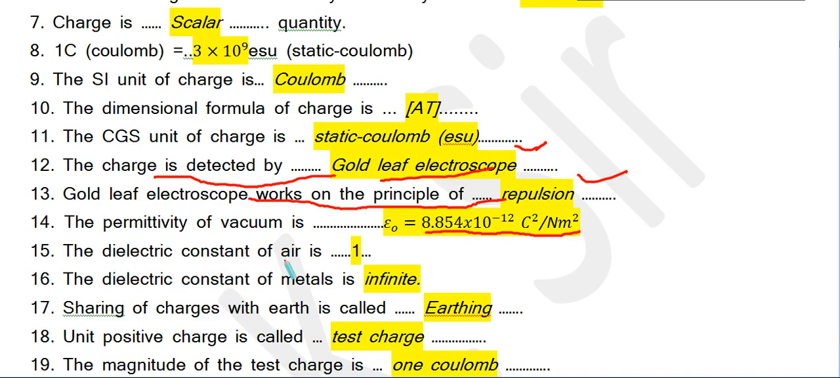The dielectric constant of air is 1. The dielectric constant of metal is infinite. Sharing of charges with earth is called earthing. Unit positive charge is called test charge. The magnitude of test charge is 1 coulomb.